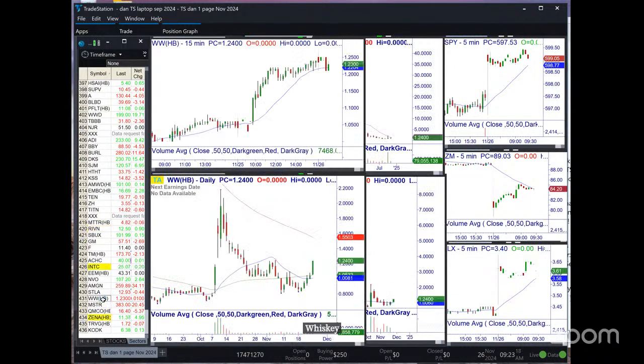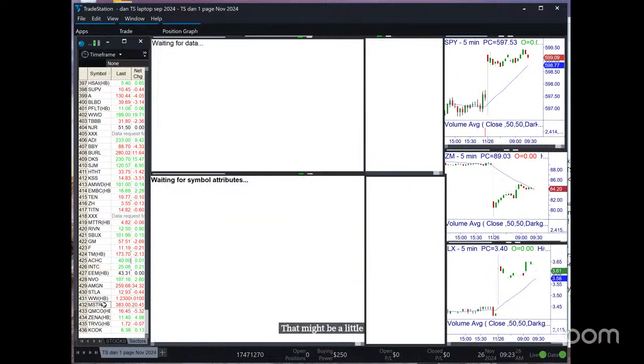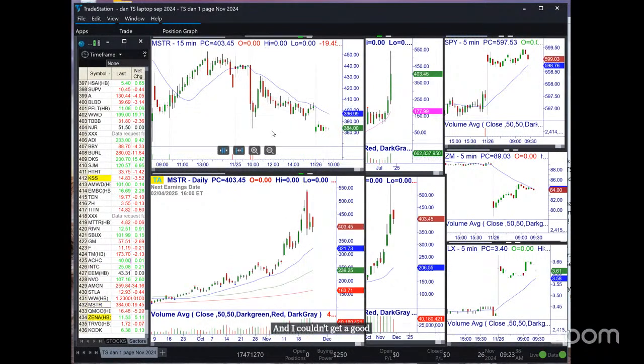Whiskey, I just saw going by the ticker, another bottoming pattern. If we get a 1, 2, 3, that might be a little bottom fisher. We had in the weekend letter to do a call spread, and I canceled it yesterday because it's just so spready, and I couldn't get a good credit. But with this gap down, if you're so inclined, I think you can do the 460s now for Friday. Again, the problem is the spreads, but that was a nice pattern.